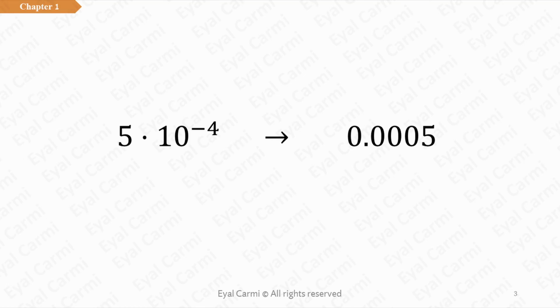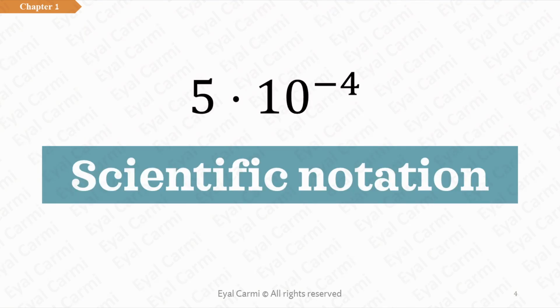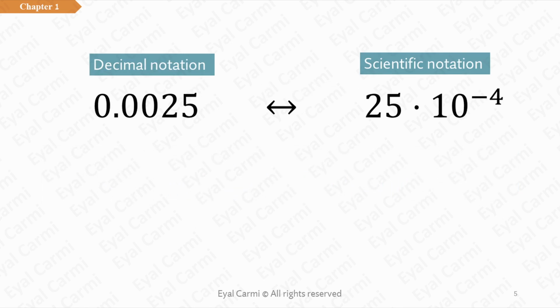No need to worry. 5 times 10 to the power of minus 4 is another way to express the decimal number 0.0005. This notation is called scientific notation and is a way of representing numbers as a multiplication of a power of 10. For example, the decimal number 0.0025 can be written in its scientific notation as 25 times 10 to the power of minus 4.